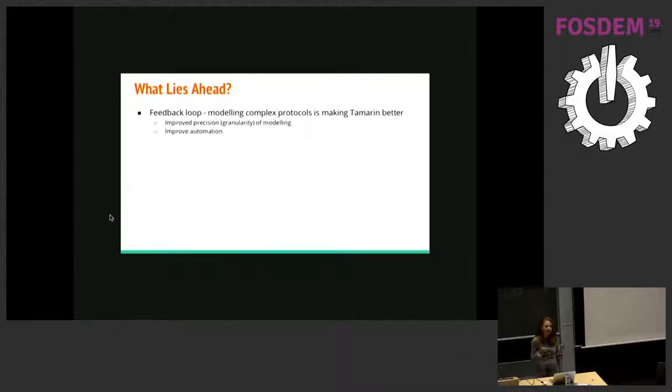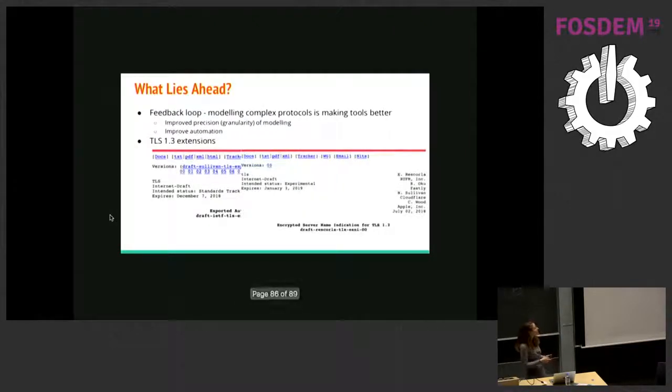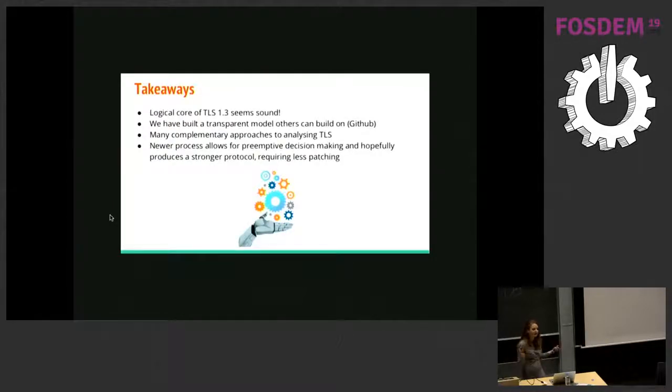Okay, so there's more stuff happening with Tamarin. We're actually starting to model more extensions in TLS 1.3, and those are looking good. And then just quickly to close, our modeling effort has showed that the logical core of TLS 1.3 does look good. We've built a very transparent model that others can use, and it's available. People can go and find it on GitHub. There are many complementary ways for analyzing TLS 1.3. We just used one of them.